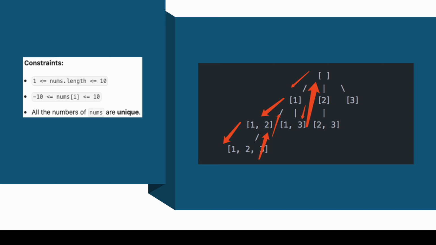So now that we understand the problem, let's think about the constraints. We can have at least one element and at most 10 elements in the input list. Since the number of subsets grows exponentially, 2 to the n, our solution will efficiently handle up to 2 to the 10th, which is about 1024 subsets. Each number in the array is unique and falls within the range of -10 to 10. This means we don't have to handle duplicate elements, and the values remain small, making subset generation manageable.